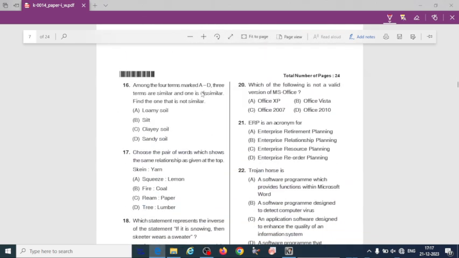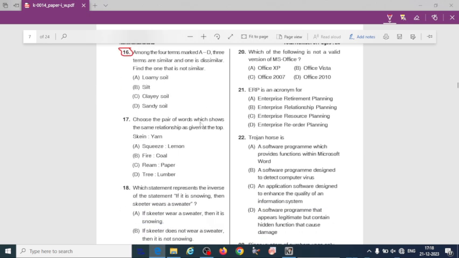Among the four terms marked A to D, three terms are similar and one is dissimilar. Find the one that is not similar. Loamy soil, silt, clay soil, sandy soil. Question 16. Actually, this is grace marks. None of them is correct.